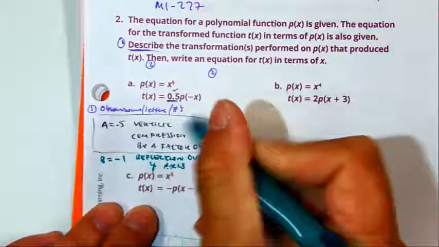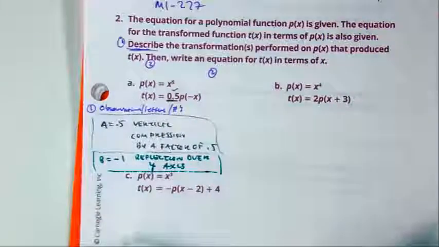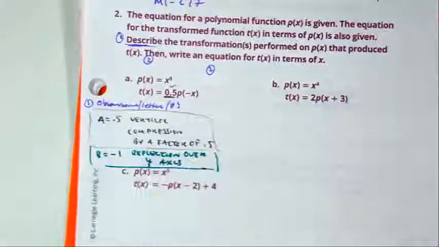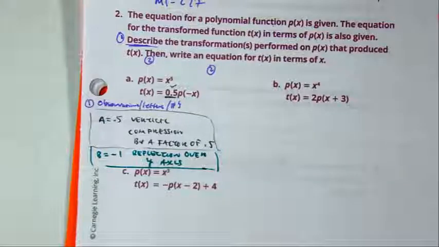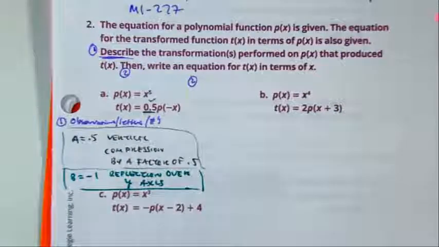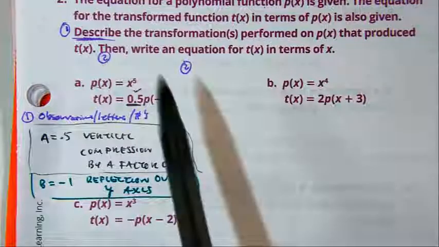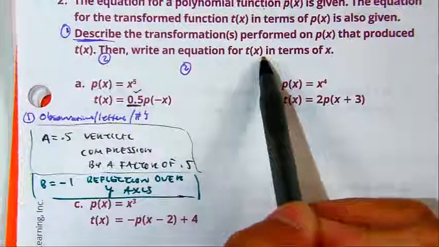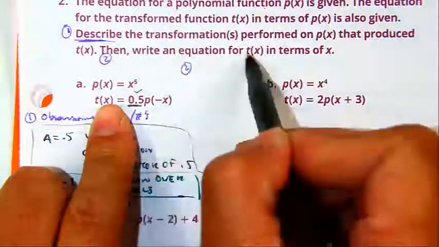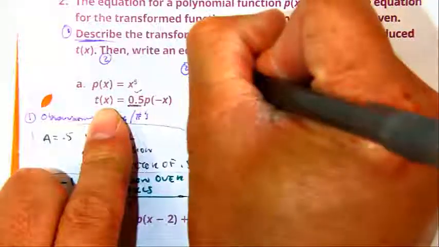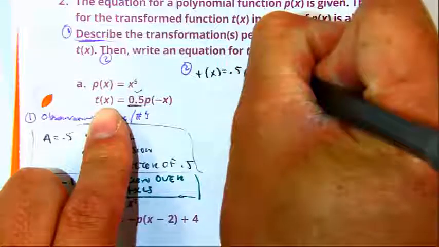So these are our descriptions of the transformations. Okay, so we've been working on this for the past couple of days. All right, this next part is new. It tells us to write an equation for t of x in terms of x. So let's write t of x, write your equation for t of x. So here's t of x equals 0.5p negative x.